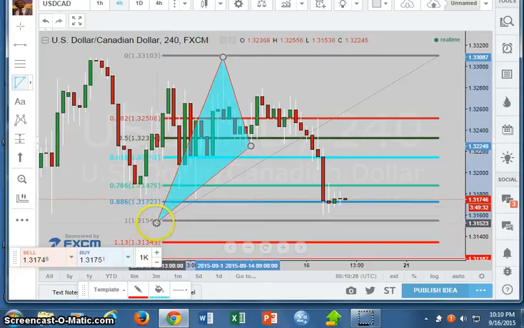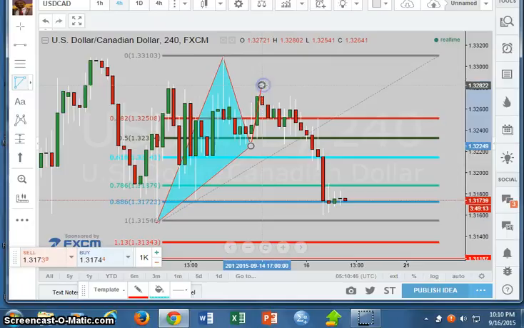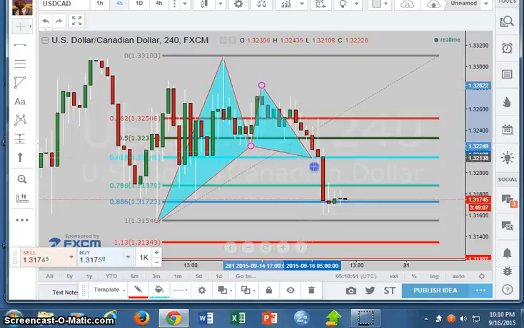Retracing from this swing low to that swing high, price action retraced to the 38.2 to 50% zone, tested the 50% zone, so it retraced to that zone, right? Next, if I were to take X to A, A to B, B to C, and then CD completion, CD completion to my 0.886, it's exactly at that zone right there, right?